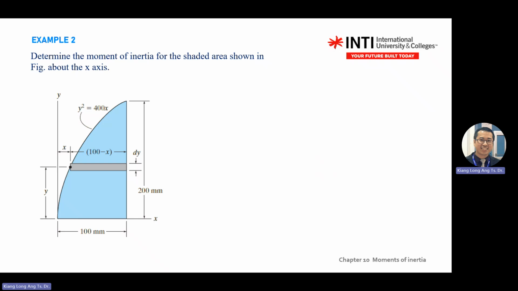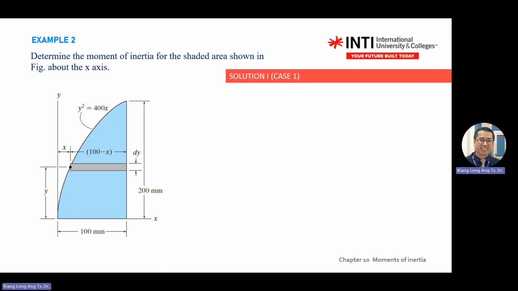So about the x-axis, first you find the centroid. Where is the centroid of this shape? Here it passes through this point and intersects with this point, and you're given one equation of this curve, y squared equal to 400x. So the distance here to here is x. Here to here is 100 mm, so you take 100 mm minus x as the balance distance. Here to here is the center of the shaded area, y.